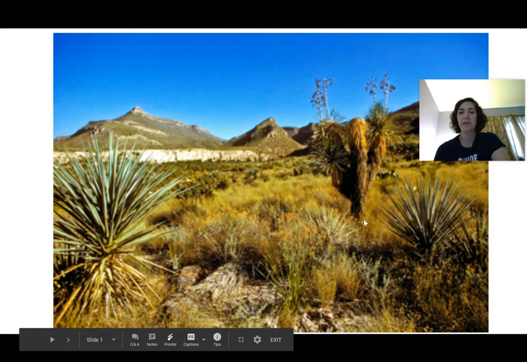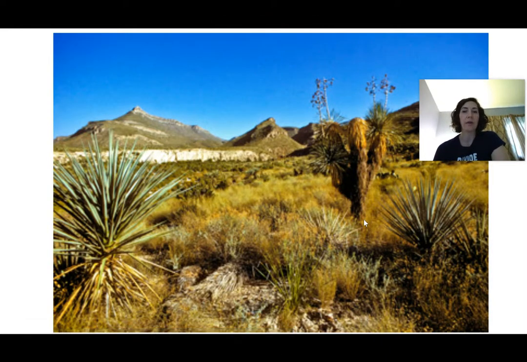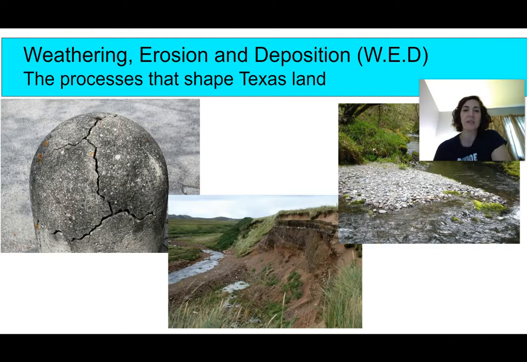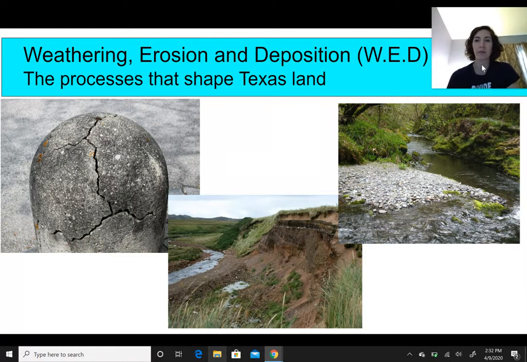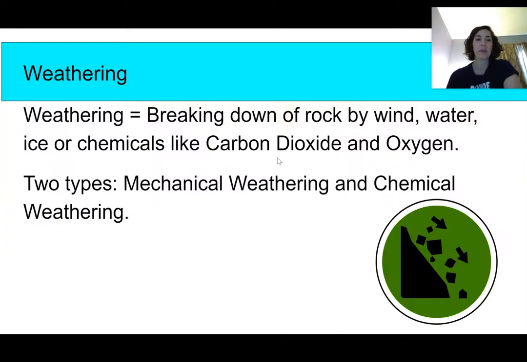Okay, so this is our instructional video for weathering, erosion, and deposition, the processes that change and shape Texas land. So there are some examples for you there of weathering, erosion, and deposition. So we're going to start with weathering. Weathering is the breaking down of rock by wind, water, ice, or by chemicals like carbon dioxide and oxygen.